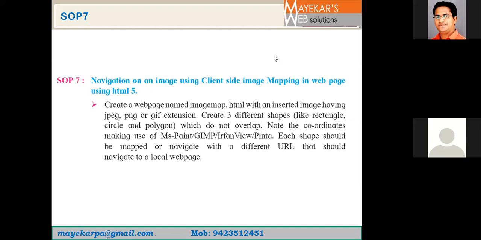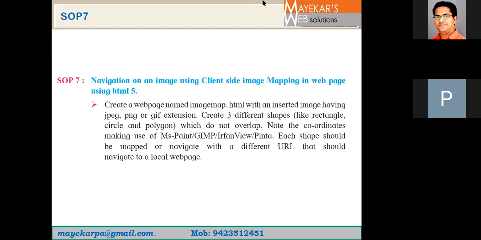This is SOP 7, practical number 6, and this is related to image mapping. We already saw it when we studied the theoretical part of advanced web designing. At that time we studied how to create image mapping. Here we are going to implement it in a practical, that is in SOP. So here we are going to insert an image, and after inserting that image we are going to create a mapping for that particular image.